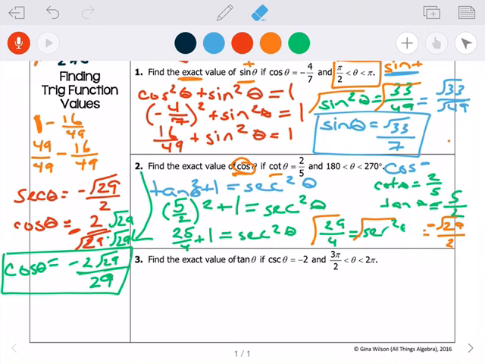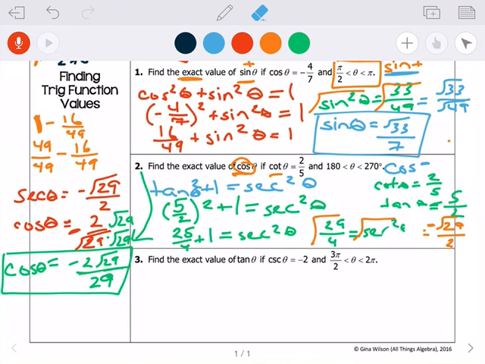So in continuing to talk about trig identities, I want to go ahead and move on to problem number 3. Problem number 3 asks us to find the exact value of tangent of theta if cosecant of theta equals -2. And then it gives us the condition that theta is between 3 pi over 2 and 2 pi. That would mean it's in quadrant 4.